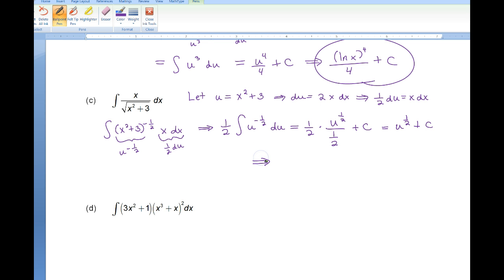So this implies what? What was u equal to? Go back to the very beginning. x squared plus 3. So the answer is the square root of x squared plus 3, plus c.